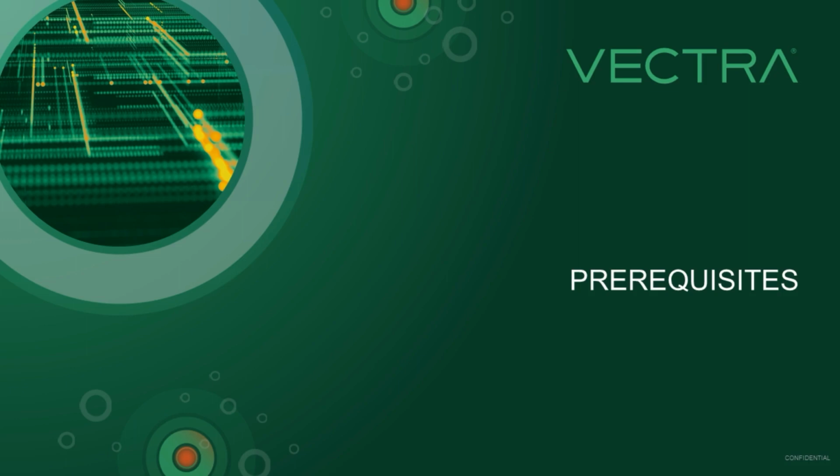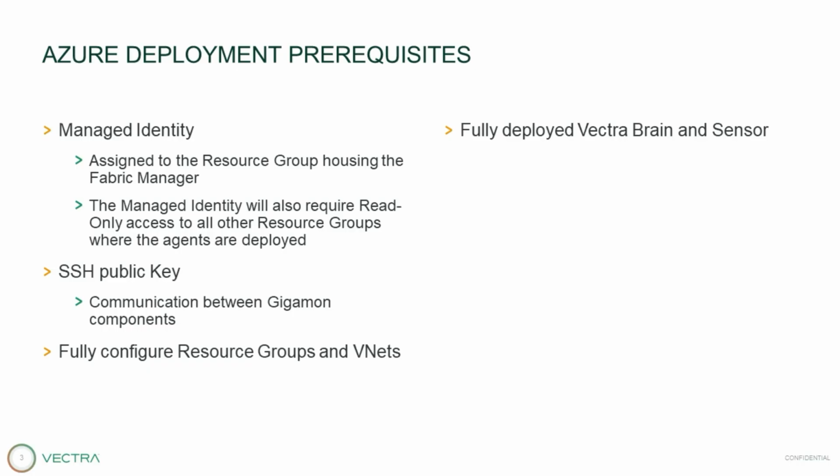Let's take a look at the prerequisites required for this deployment. First of all, we require a managed identity. So we need to assign this managed identity so that it can perform functions such as spin up the instances required for the full deployment. We must then have an SSH key so that the communication between the components can occur. A fully configured network, so that consists of VNet and resource groups. We already have that as we saw a moment ago, and a fully deployed vector brain and sensor fully communicating.